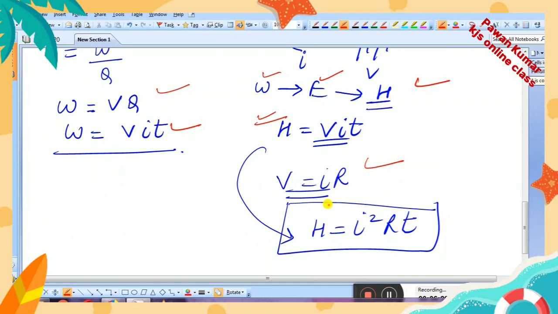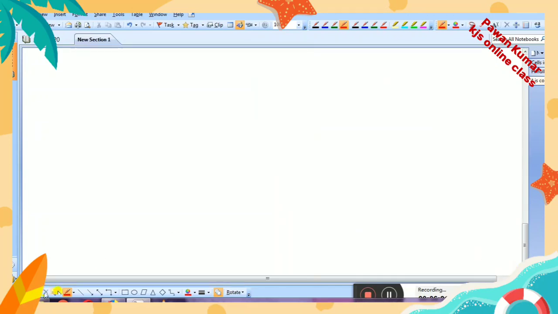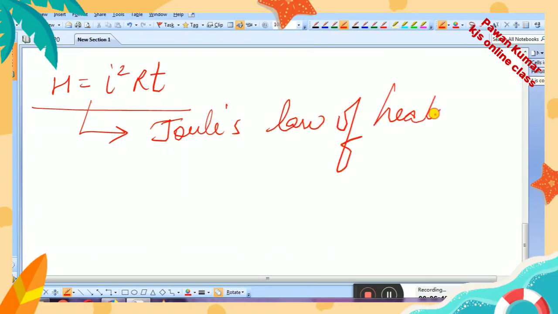Now V is equal to IR, we know. So H will be equal to I square RT. This was the derivation as well as the topic. And you remember, one more thing, and it is very important. This formula H is equal to I square RT, the production of heat formula, is also known by the name Joule's law of heating.